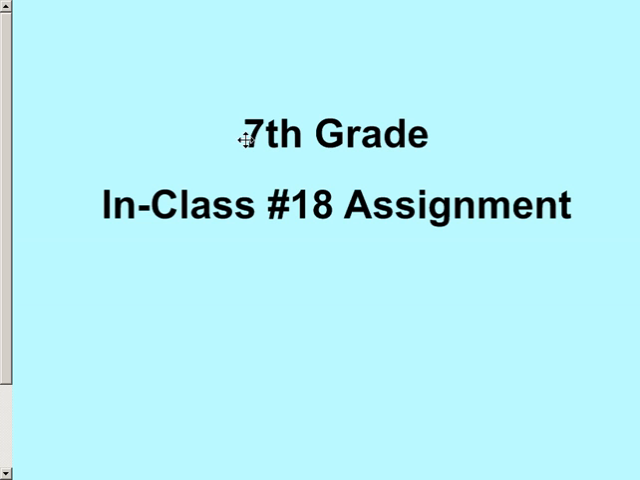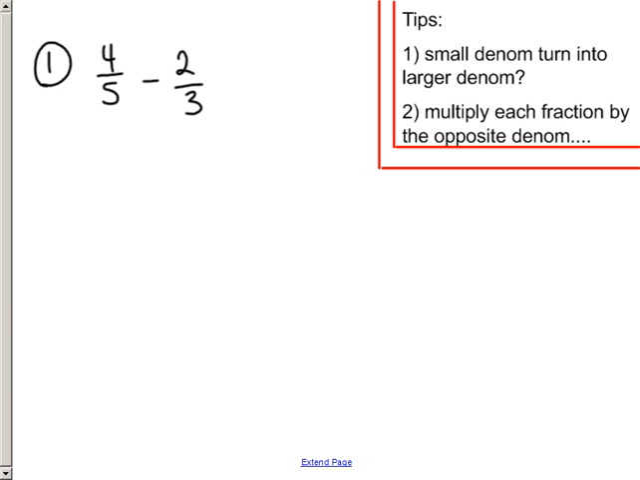Let's take a look at IC number 18 and see what the answers are, how to do them, and hopefully help people find a few mistakes that they've made. I've got the tips up here. They're not rules, just suggestions. Anytime that you don't have common denominators, see if you can make the smaller denominator into the bigger denominator.